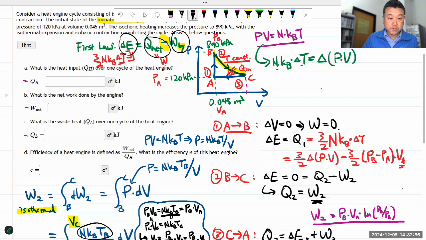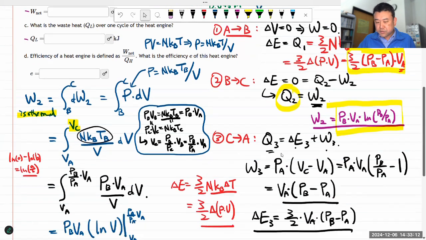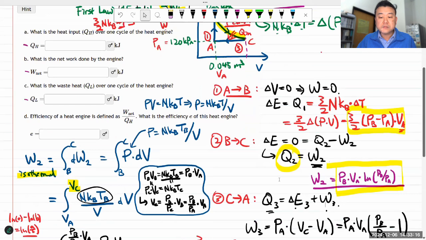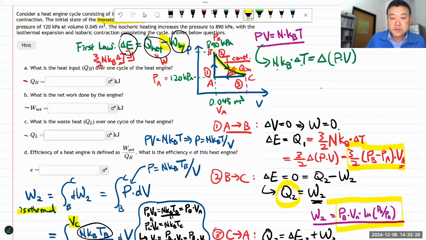So the heat input over one cycle of the heat engine. I have heat input here, Q1, and I have heat input here, Q2, which is the same as this. And in process 3, this wouldn't be heat input. It would be heat output, heat loss, so waste heat. So for part A, I just need to add these two. So let's just write that up.